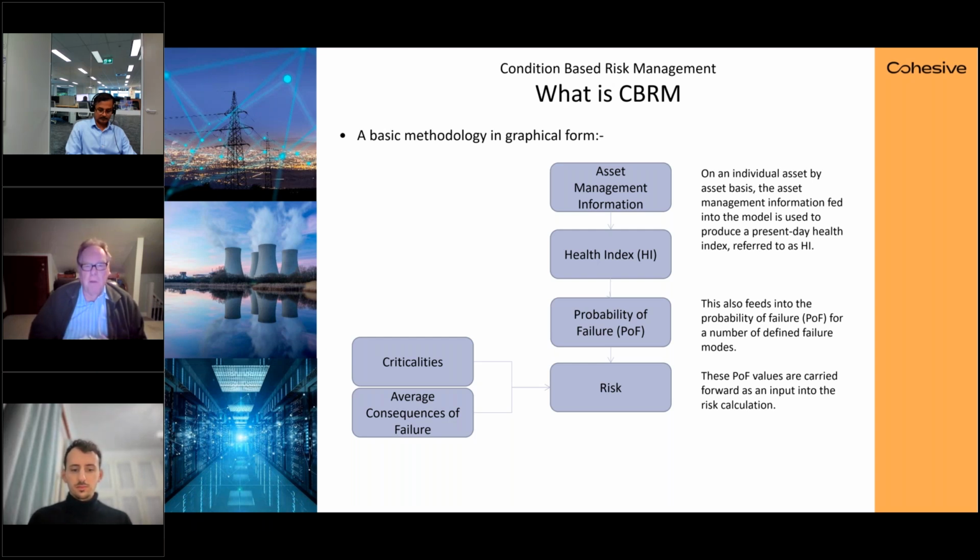Then, what's the likelihood of failure of that asset in the next 10 years? So we calculate the probability of failure. But that's just one aspect. We also look at the criticality of the asset. There's this wood pole in Newbury Town Centre. If that falls over, 10,000 customers lose electricity.